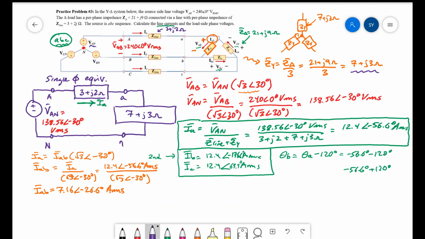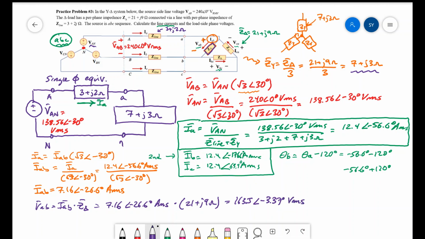If I then apply Ohm's law for VAB, I obtain that VAB has to equal IAB times Z delta. Again, remember whenever I use Ohm's law with IAB, I must be using Z delta because that's the impedance that IAB flows through. With some numbers, that's my 7.16 angle minus 26.6 degrees amps RMS times the original Z delta load, which is 21 plus J9 ohms. That obtains a voltage of 163.5 angle minus 3.37 degrees volts RMS.